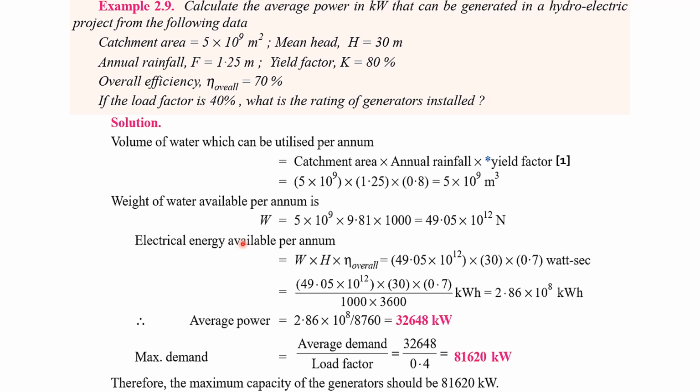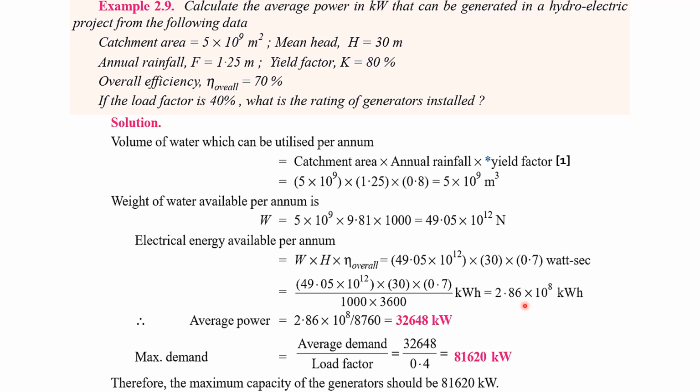Now the electrical energy available per annum can be calculated from this formula: W × H × overall efficiency. The overall efficiency is given to you as 70%, H is given as 30 meters, and W you have already found. Substituting all of these values, you will get energy in watt seconds, and you have to convert it into kilowatt hours. So you have to divide by 1000 and 3600. You get 2.86 × 10^8 kilowatt hours worth of energy. The number of hours in a year is 8760. Let's assume that the plant remains in operation for all of those hours.